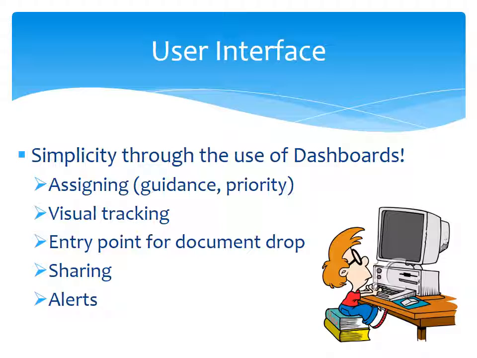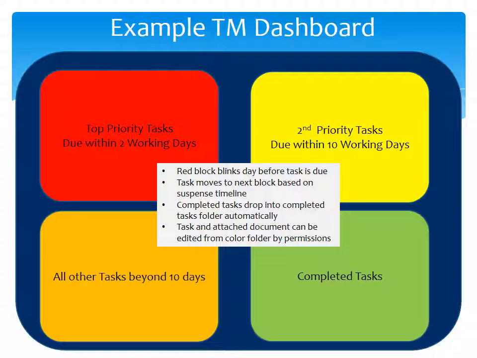So what I've come up with is a simple example: a color-coded dashboard capability based on priorities. So just looking, this would be what a computer screen would look like. You pull up the task management dashboards, you get the priority ones in red, the lesser priority ones in yellow, all others in orange, and then in green is where the completed taskers stay for about 30 days, and then they move to some type of historical folder.